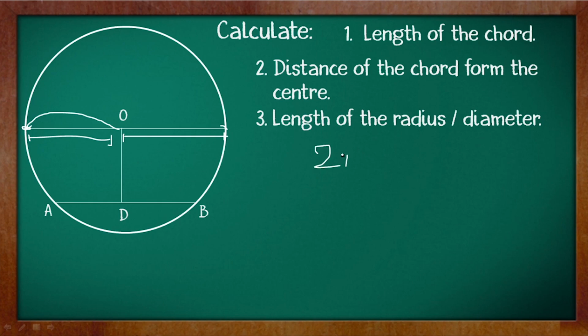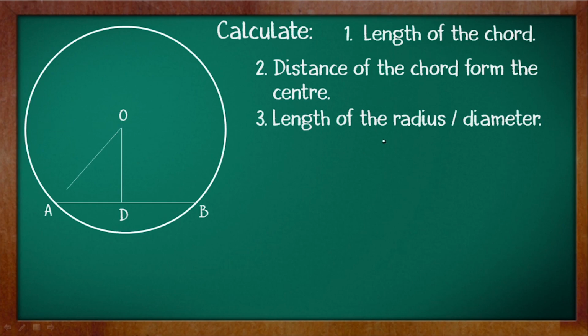So 2r is equal to d. This is the formula for diameter, that twice the radius will be the diameter. Or taking 2 onto this side, we can say radius will be half the diameter. So these are basic formulas that we know. Now how do we calculate these three things?